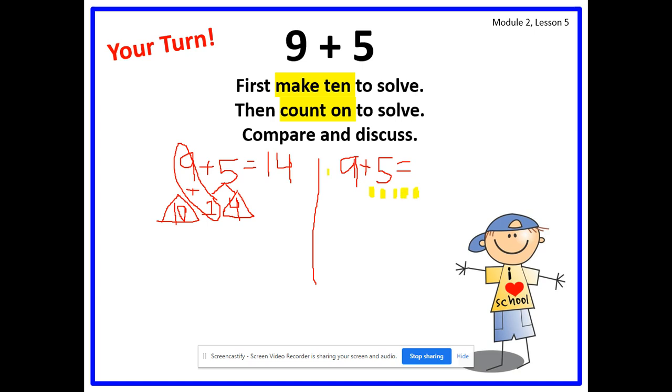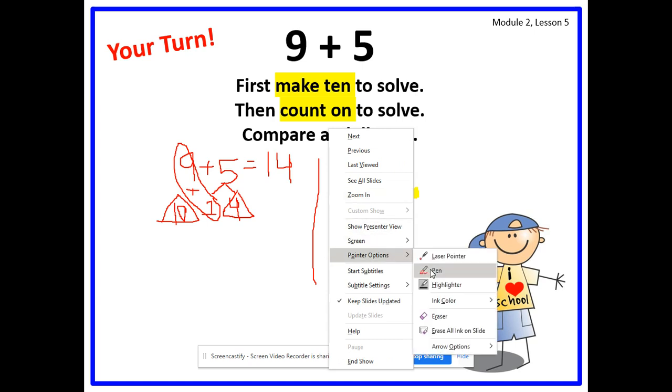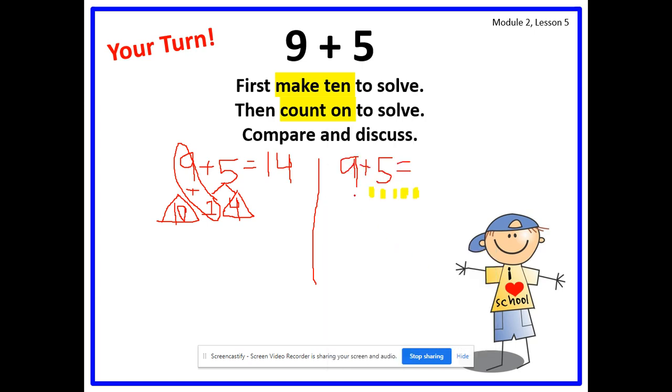Because you always count on from the bigger addend, the bigger part. Let's count on from 9. Get ready. 9, 10, 11, 12, 13, 14. What number did we stop at? Get ready. Yes, 14.